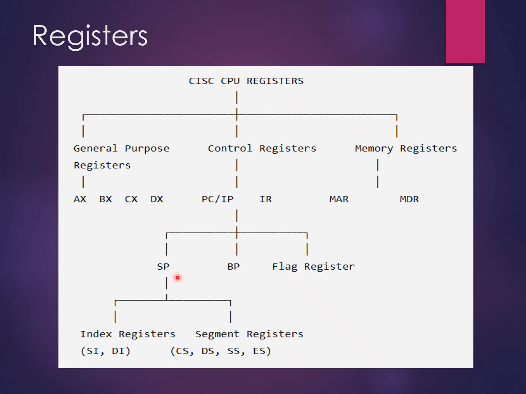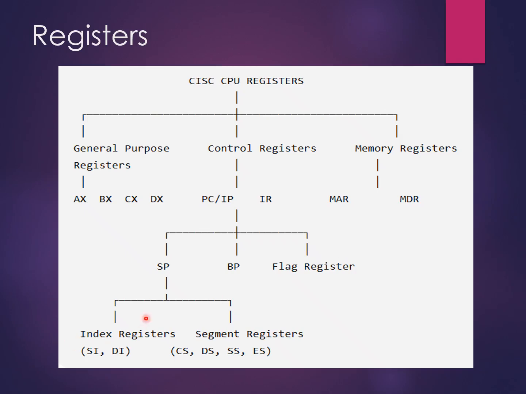So what is this? Again, SP. SP means stack pointer, which points to the top of the stack. Again, BP is another type of register, and the flag register is used to store the status flags, for example, zero flag, carry flag, sign flag, overflow flag. All these flags are stored in this flag register.